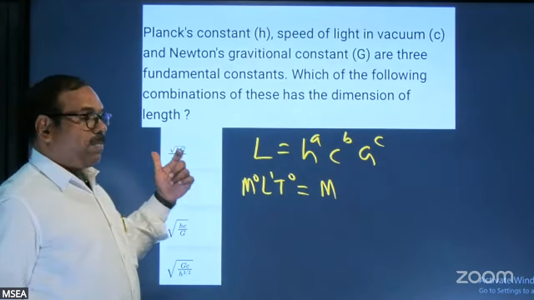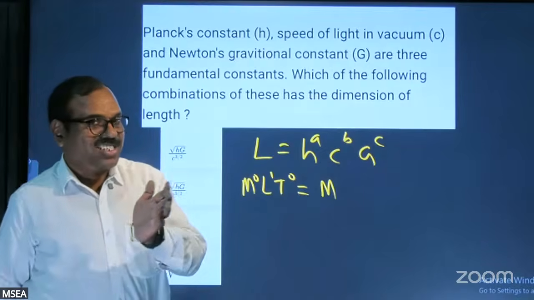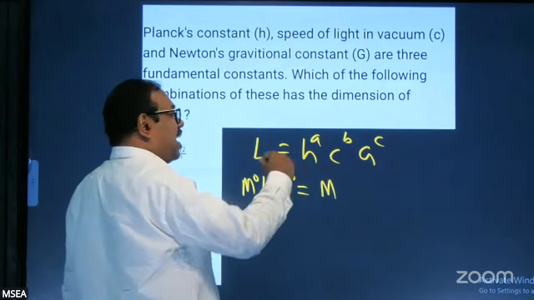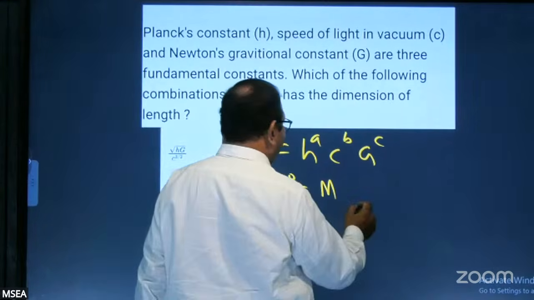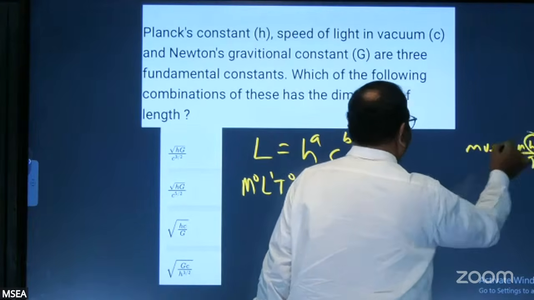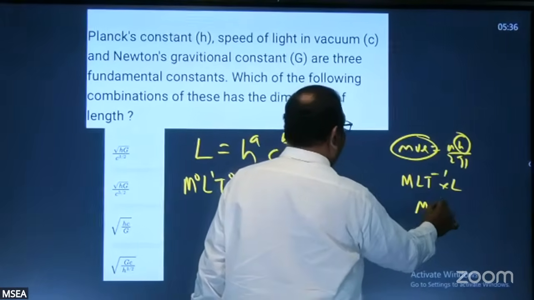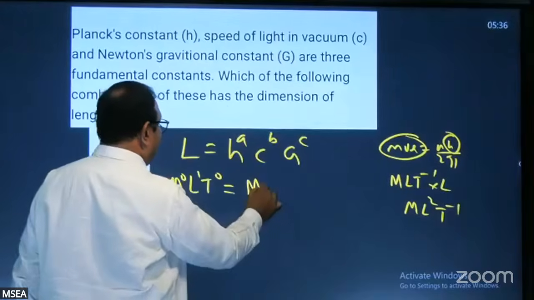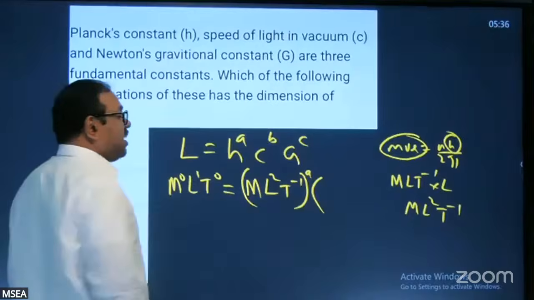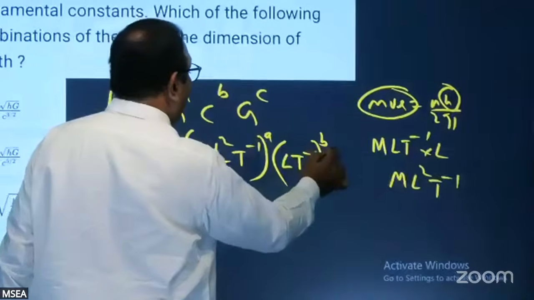Angular momentum and Planck's constant have the same dimension formula, because mvr is equal to nh by 2 pi, or L is equal to nh by 2 pi. That's why h and L have the same dimension formula. So h is M L square T minus 1, and we take it to the power of a. C is the velocity of light, that's why L T minus 1 to the power of b.